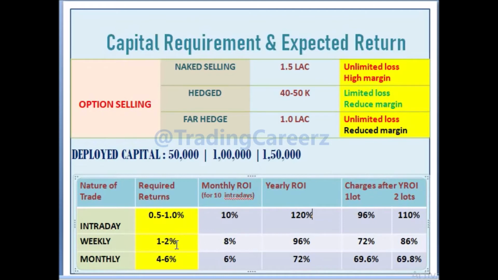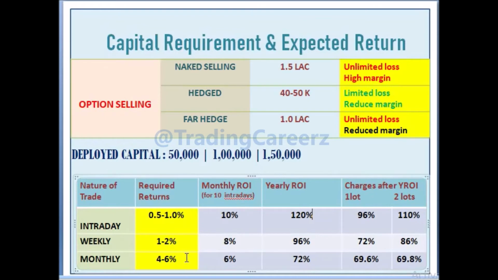And for a weekly strategy, you must expect returns of only 2%. 1 to 2%, majorly you will easily get 2% returns. It will be 8% per month, or yearly ROI it will be 96%, and that is also hugely profitable.